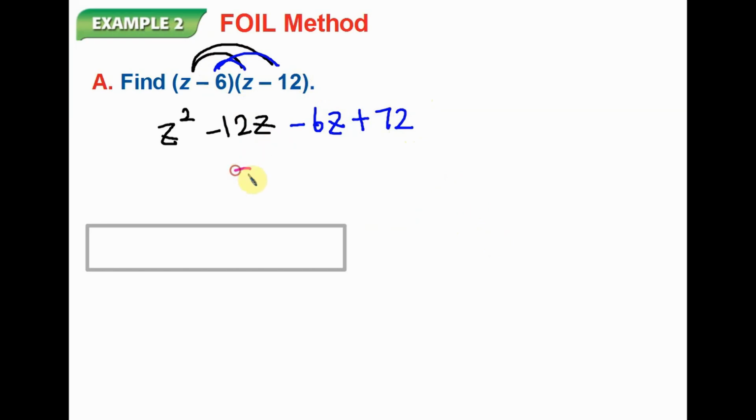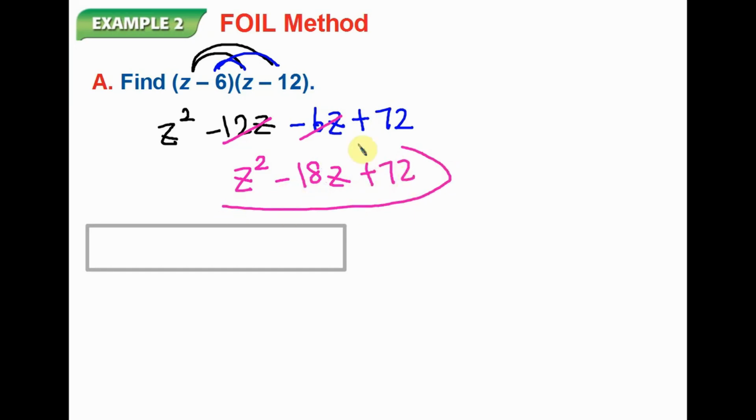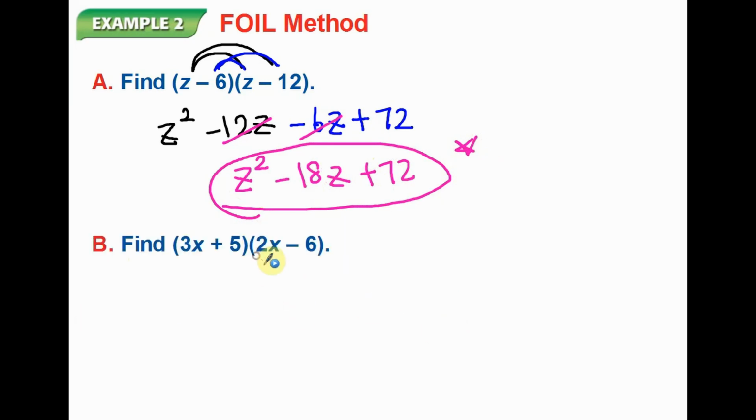So z squared will be just z squared. Negative 12z can be combined with negative 6z. So I get negative 18z plus 72. And this is the product of the polynomials. Here's part B. Find 3x plus 5 times 2x minus 6. One more time, we're going to distribute 3x times 2x, I get 6x squared. 3x times negative 6, we'll get negative 18x.